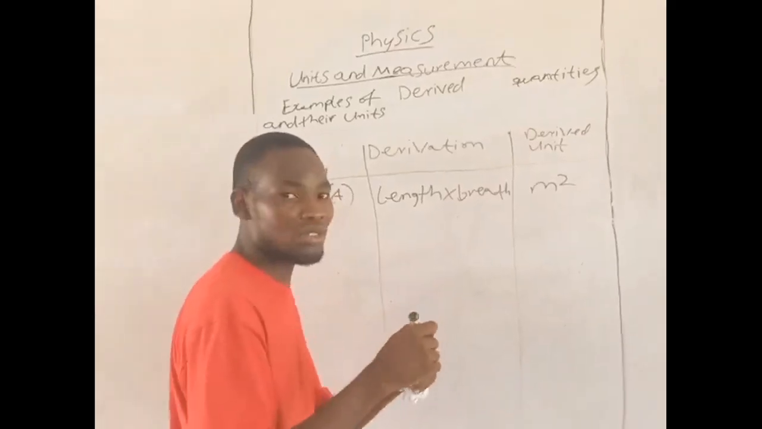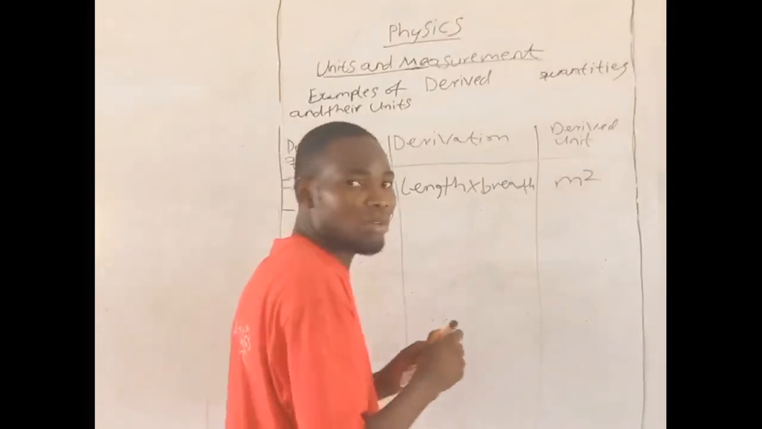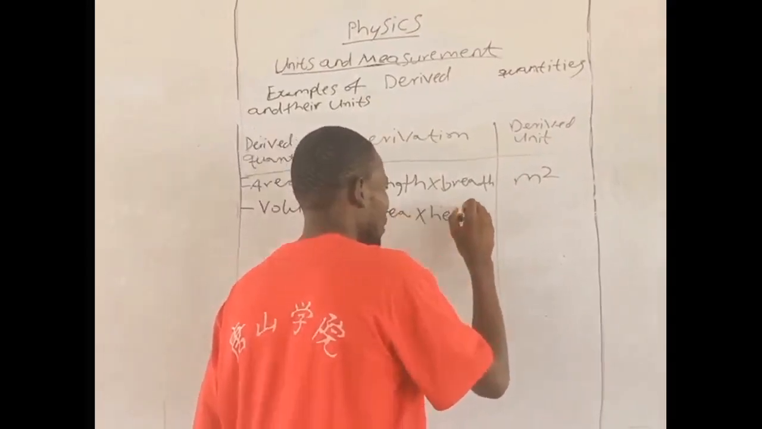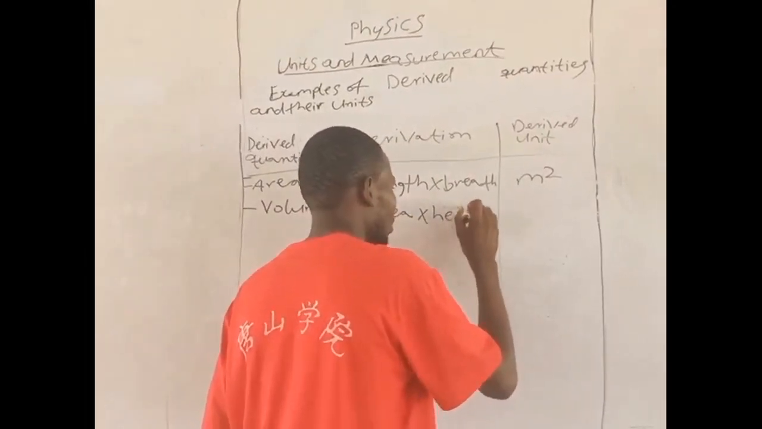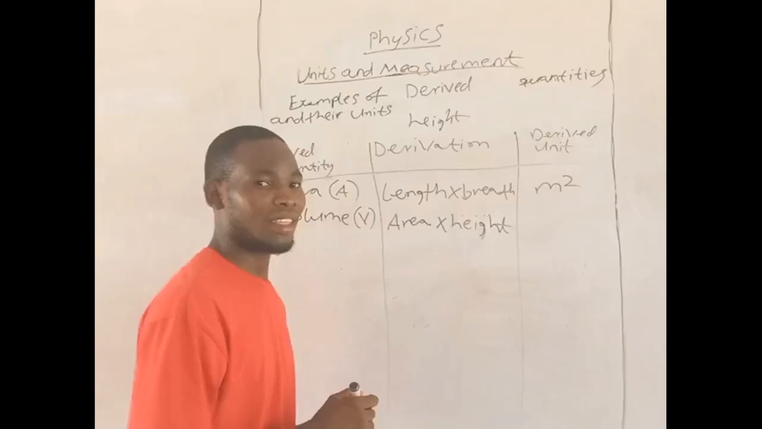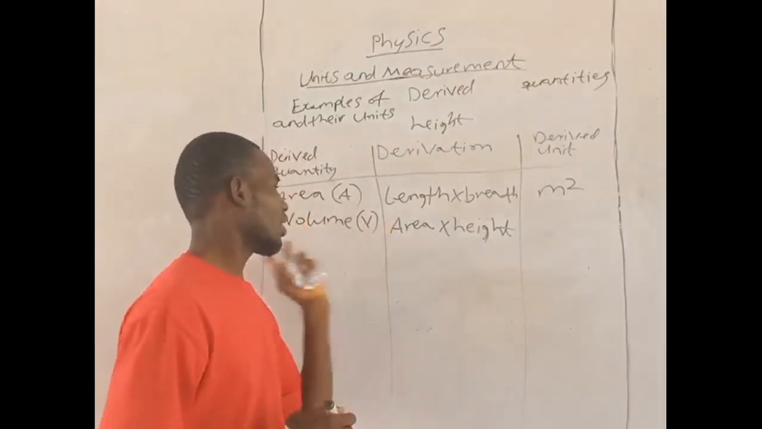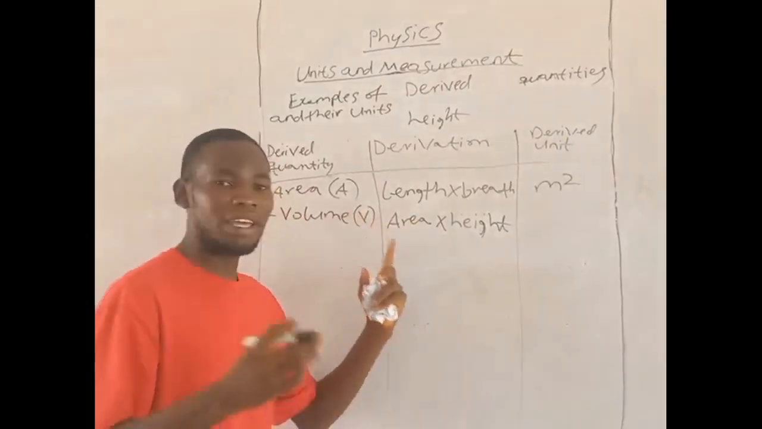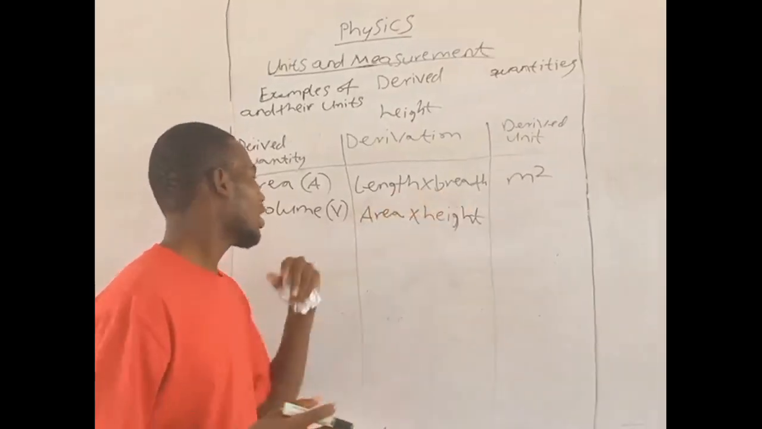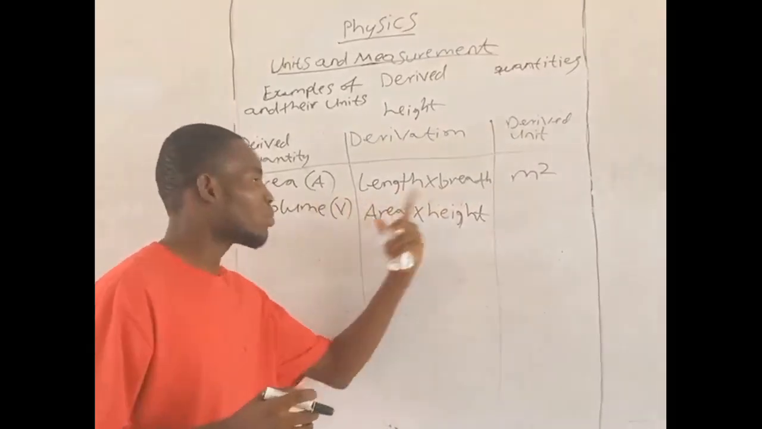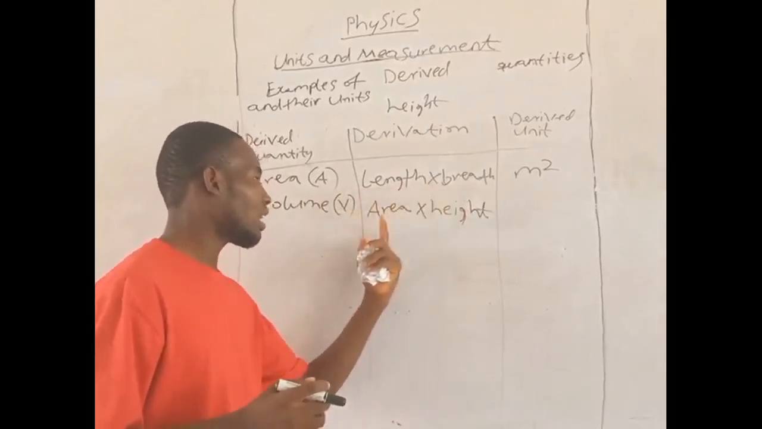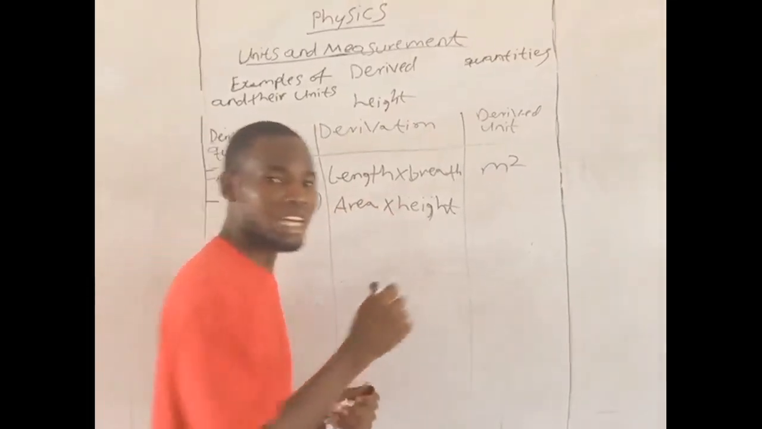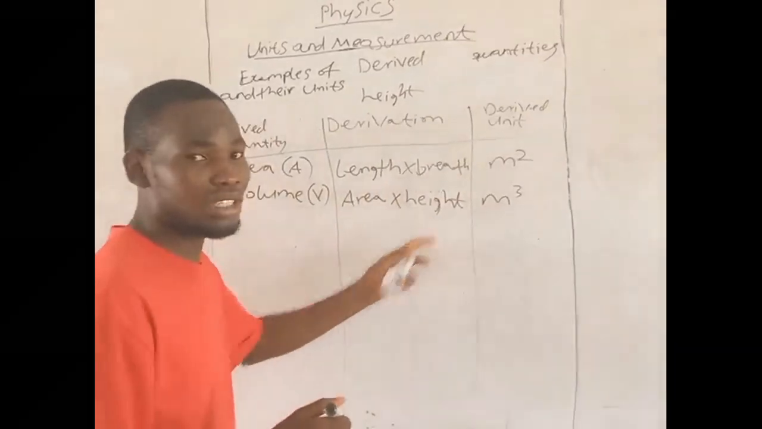Another derived quantity is volume. The formula for volume is area times height. Now when we talk about area, area is already length times breadth, and volume is what? Length times breadth times height. Whereby length and breadth is already the area, so volume is area times height. And the unit of volume is meter cubed. Height is also a distance.